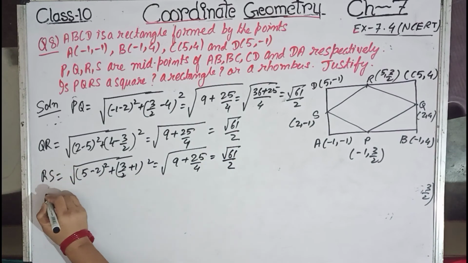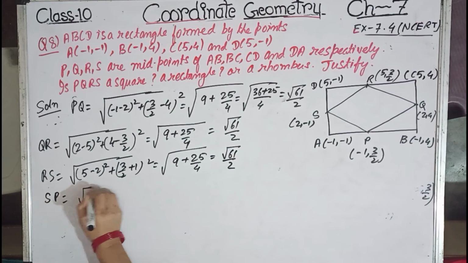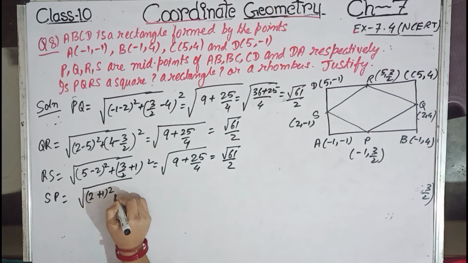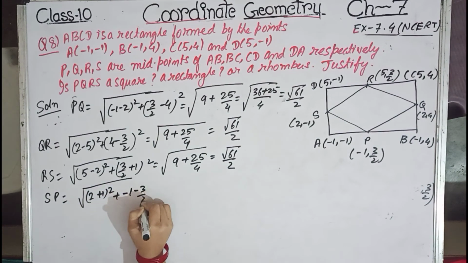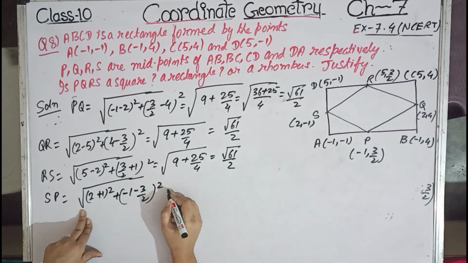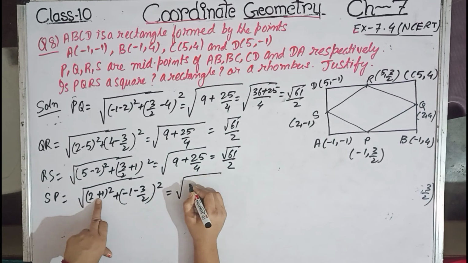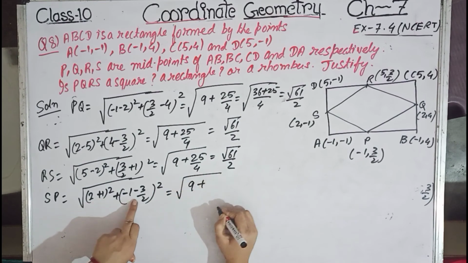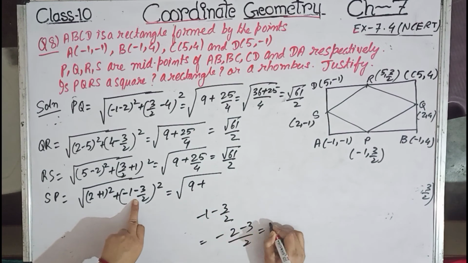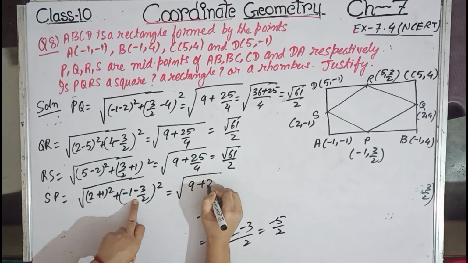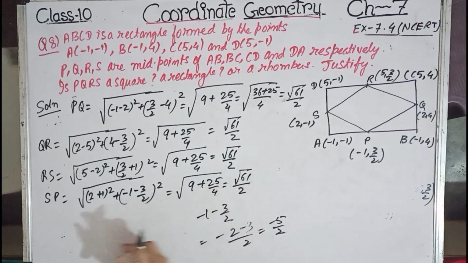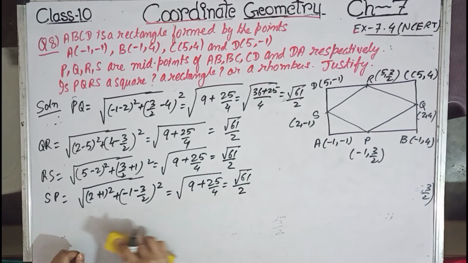PQ, QR, RS and then SP. SP will be equals to (2 plus 1) whole square plus (minus 1 minus 3/2) square. So this will be equals to 3 square is 9, plus minus 1 minus 3/2 will be equals to minus 2/2 minus 3/2 equals to minus 5/2, and minus 5/2 square is again 25/4. So this we are getting as under root 61/2. Therefore we conclude that all sides are equal over here.